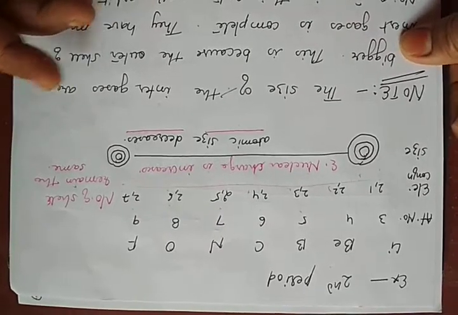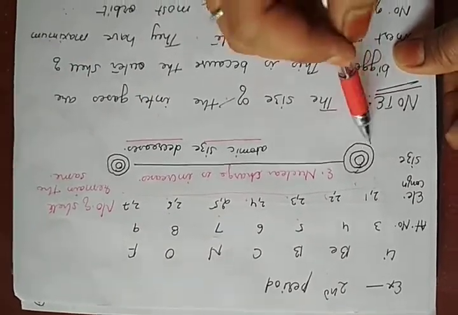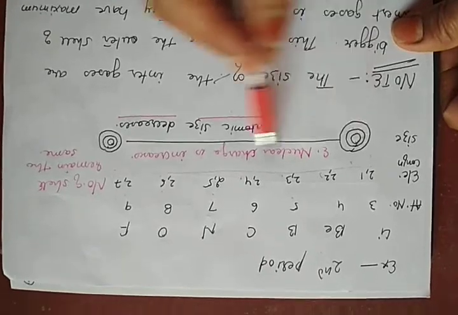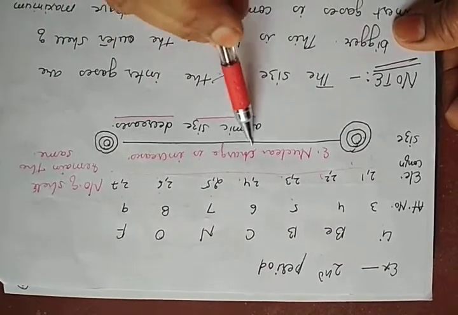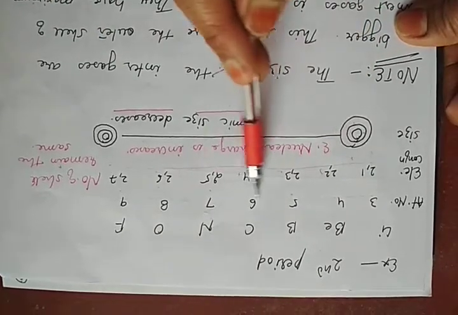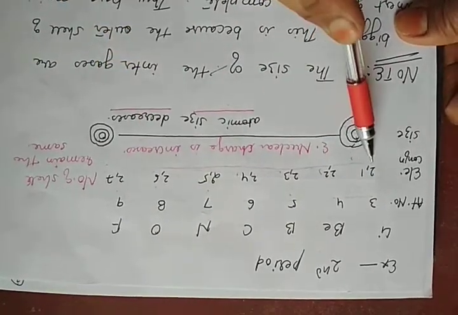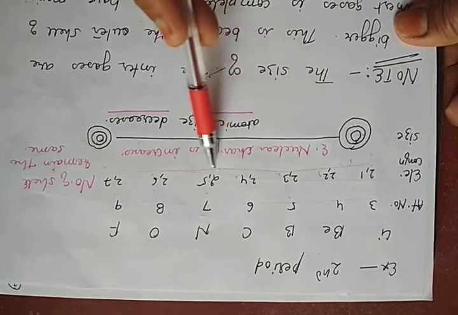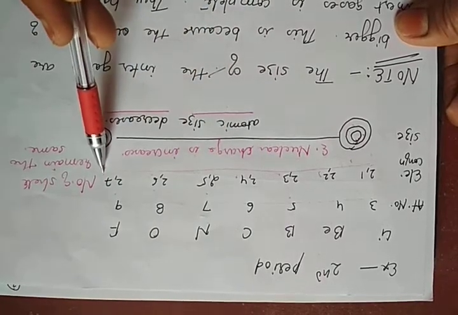Remember again, I repeat it: in a period, when one moves from left to right, effective nuclear charge increases due to the increase in atomic number. Number of shells remains the same as all the elements belong to the same period.